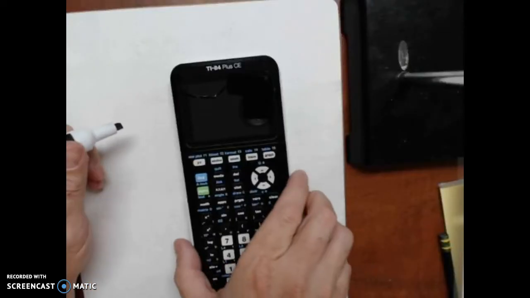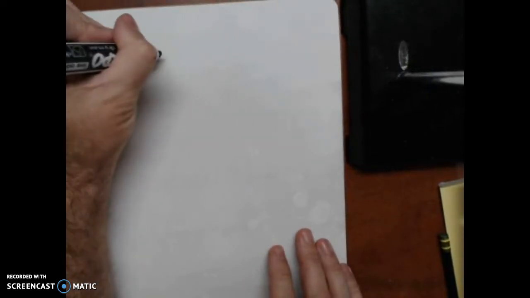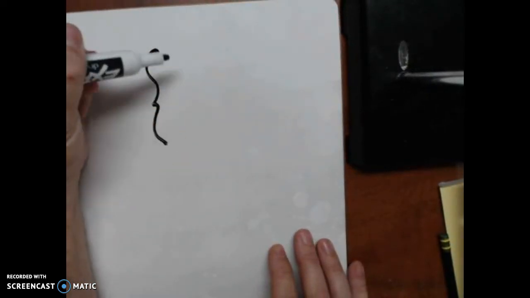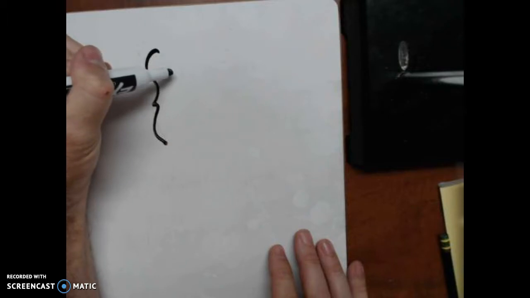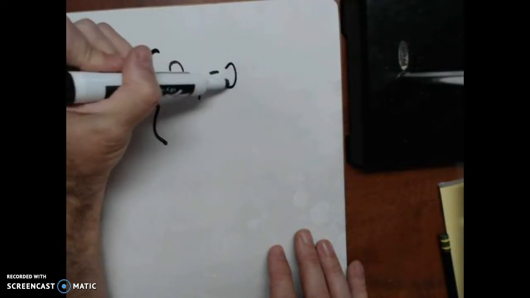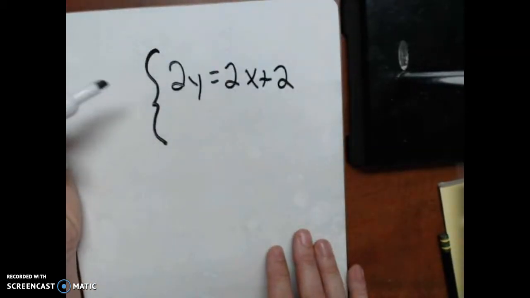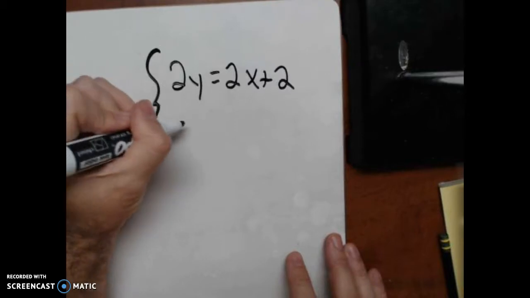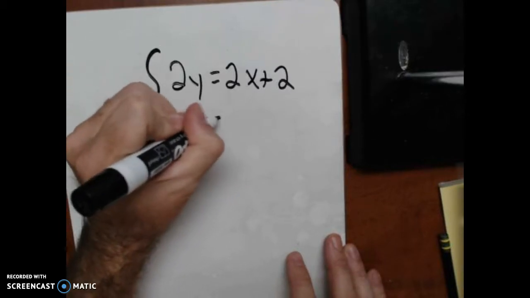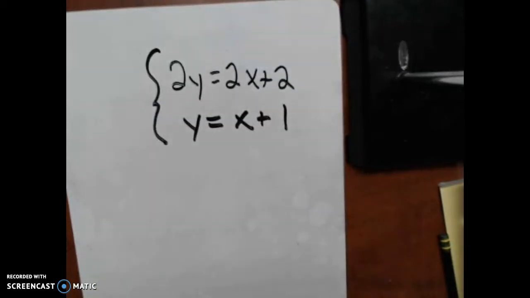All right, watch me do my magic. Here we go. Let me give you a system of equations here, and I'll see if you can figure out what's going on with it. 2x plus 2, there's one of our lines, and then here's the other one: y equals x plus 1. Now, they're not the same.